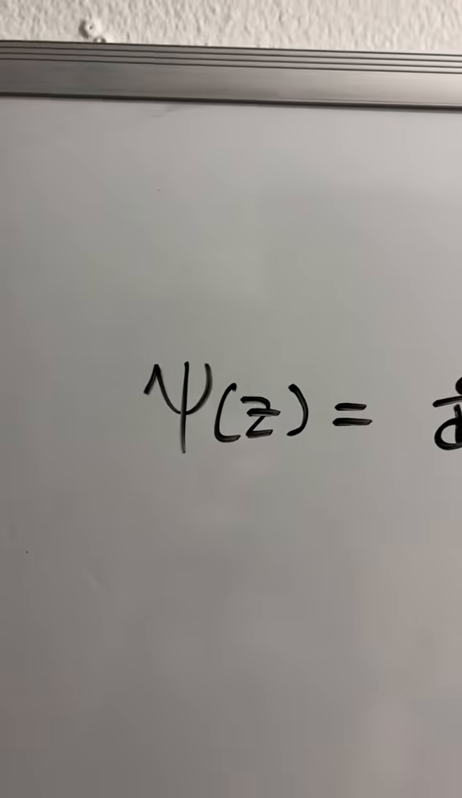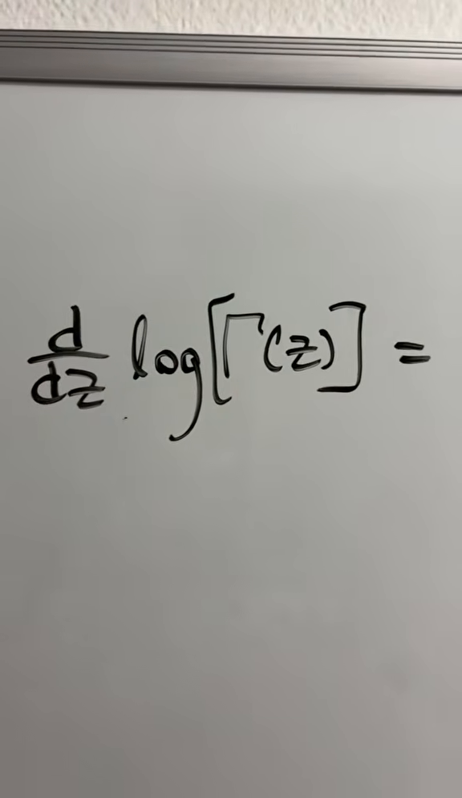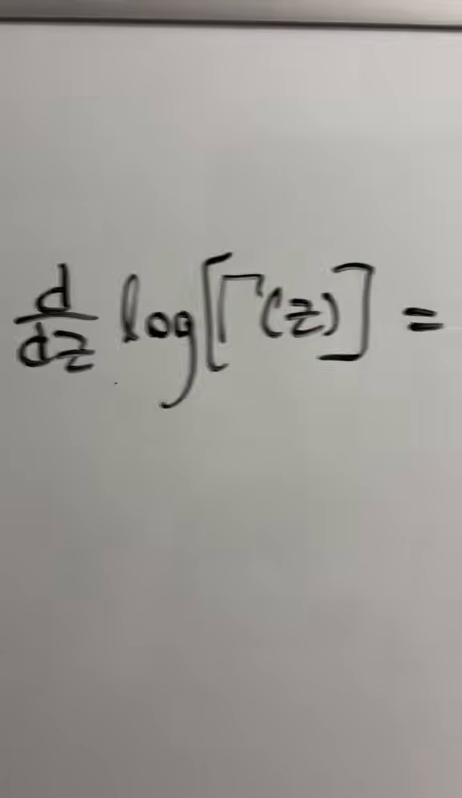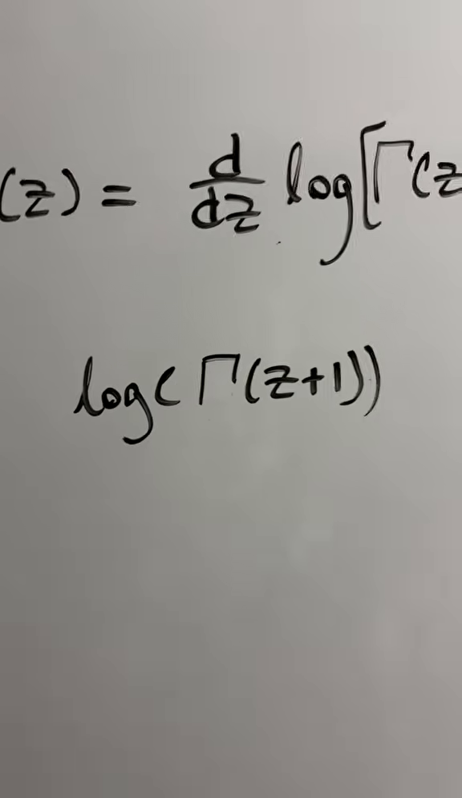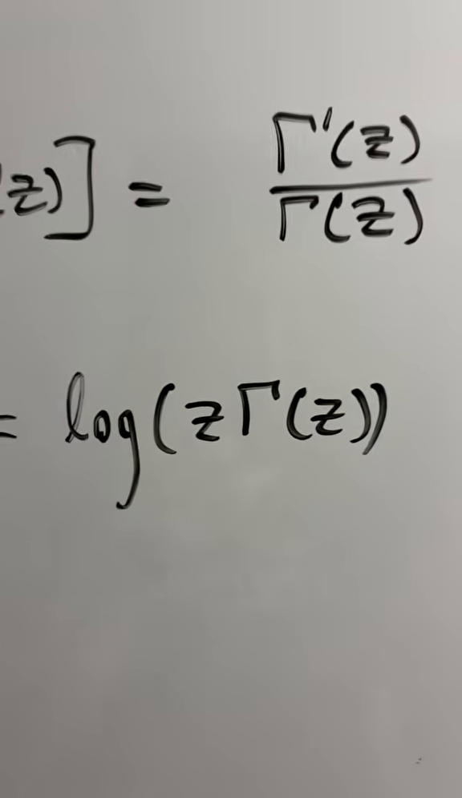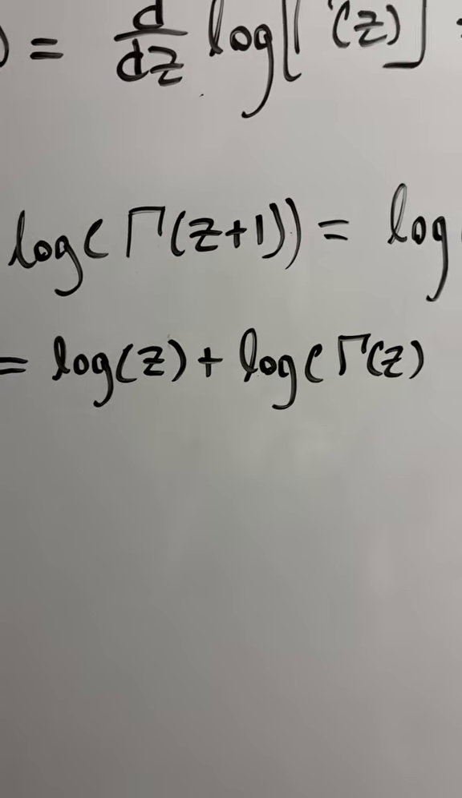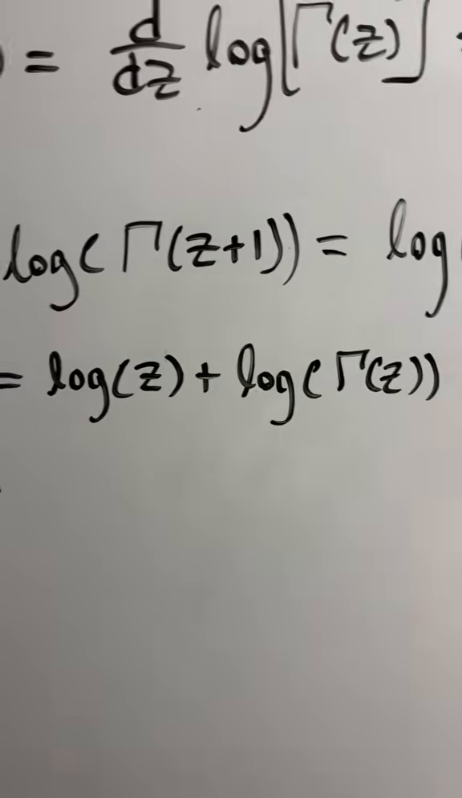Now I want you to direct your attention to this function, which we call the Digamma function. We obtain the Digamma function by taking the derivative of the log of the gamma function, which ends up looking like gamma prime of z over gamma of z. So consider if we took the log of gamma of z plus 1. From our definition of gamma, we know that we can split gamma of z plus 1 into z times gamma of z, and by our log rules, we can split the product into a sum of two logs. Now we're going to take the derivative of these quantities.